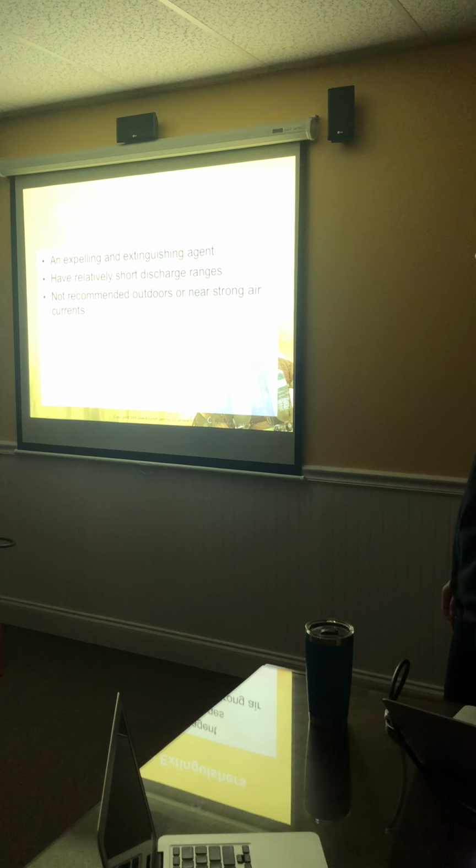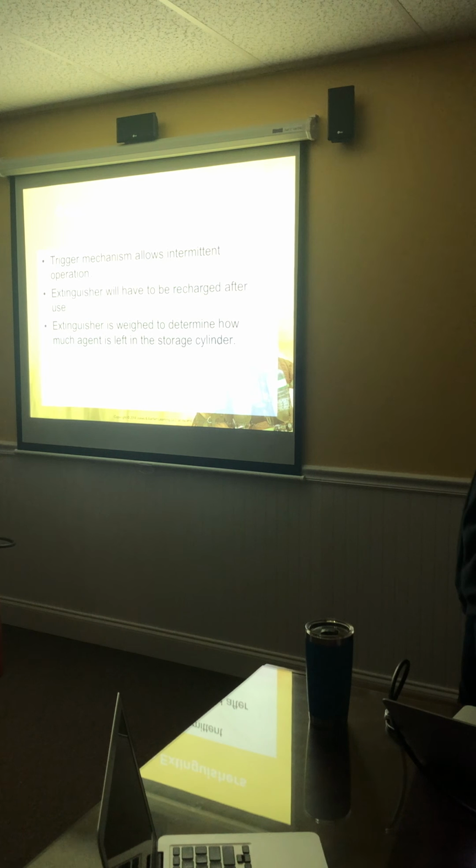Carbon dioxide extinguishers have relatively short discharge ranges, and they're not recommended outdoors or near strong air currents. The trigger mechanism does allow for intermittent operations.